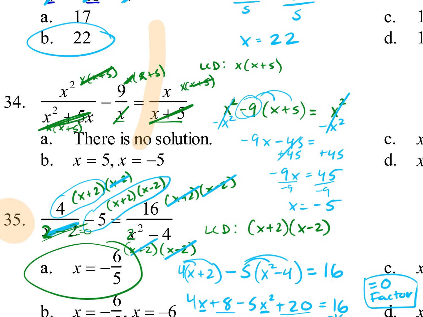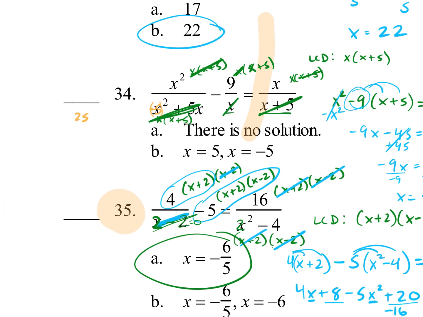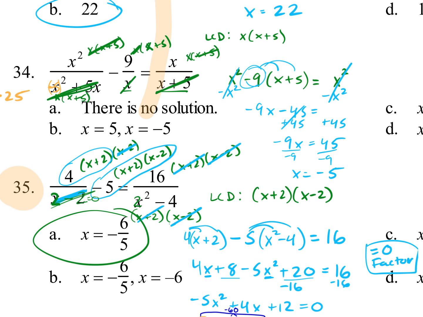Let's plug in -5 and see if it works as a solution. We have -5 squared, which would be 25. And then 5 times -5 would be minus 25. What's 25 minus 25? 0. Can we have 0 in the denominator? No, so it doesn't work. So what would our answer be here? No solution. The one answer that we found as a possible solution doesn't work, so there is no solution.